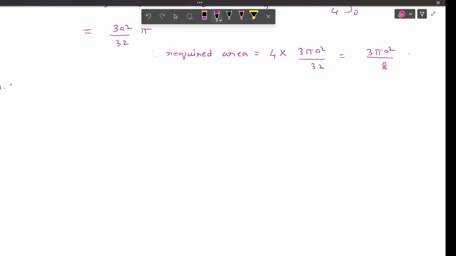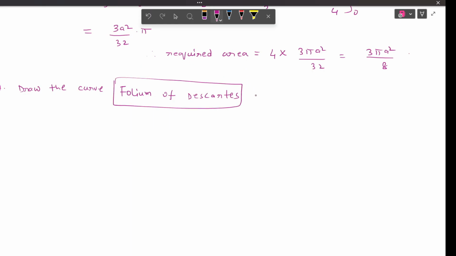Now, let us see our next question, which is: draw the curve Folium of Descartes, x cube plus y cube equals 3axy. Find the area included within its loop.